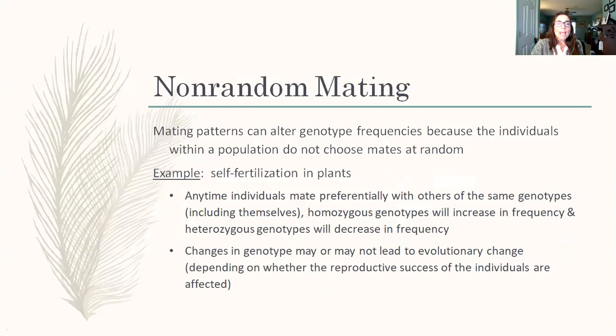Non-random mating is a third process of evolutionary change. This comes from the fact that when individuals within a population mate, it's not always random. For example, plants self-fertilize. So anytime an individual mates preferentially with another individual that has the same genotype, even if it's mating with itself through self-fertilization, then you'll find that you'll have more homozygous genotypes in your population than you do heterozygous.